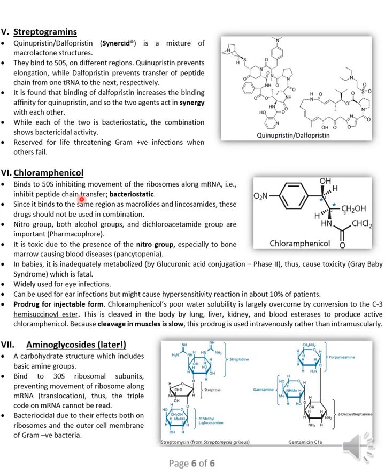Next is chloramphenicol, which binds to the 50S subunit, inhibiting the movement of ribosome along the messenger RNA, so they inhibit the peptide chain transfer. It's also bacteriostatic. And like we said with the macrolides and the lincosamides, they should not be combined with chloramphenicol because they bind to the same sites and they compete with each other, they cancel each other.